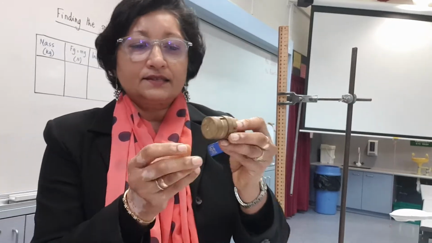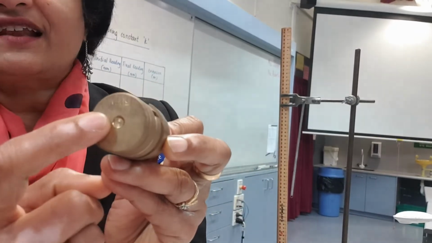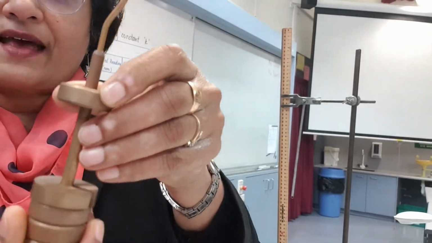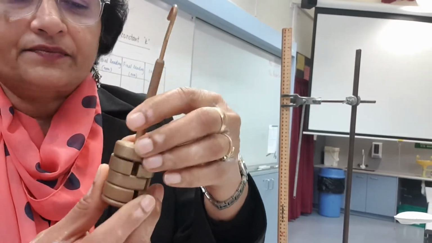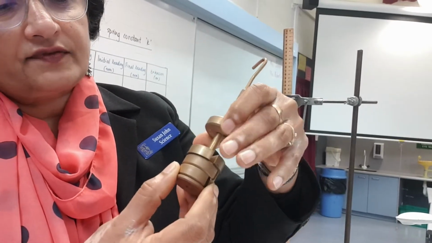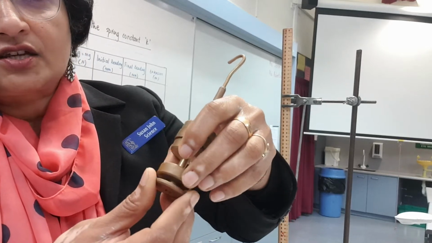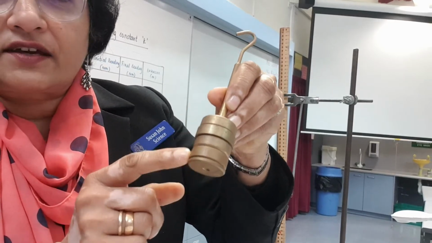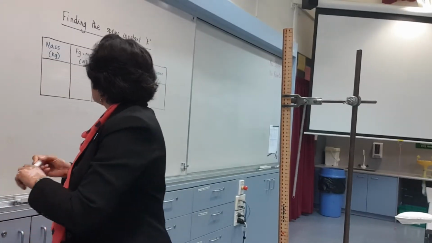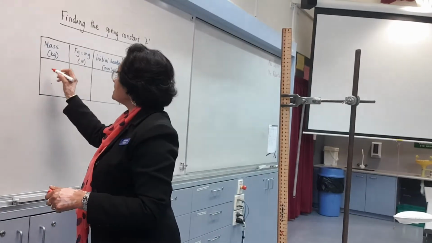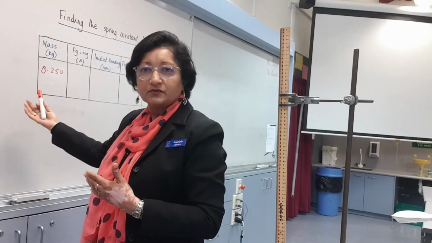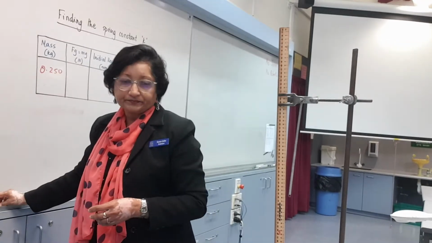So this is a mass stack, and the mass stack itself is 50 grams, as you can see. Each of these masses is also 50 grams. So let's count how many. You've got 50, 100, 150, 200, and then that one is another 50. So you have altogether 250 grams. And I'm going to just write that on the board here. So my mass in kilograms is 0.250. So it's 250 grams, which I've converted to kilograms.